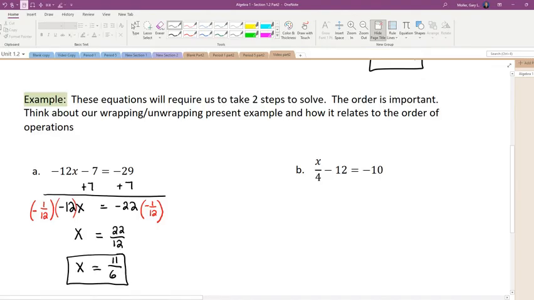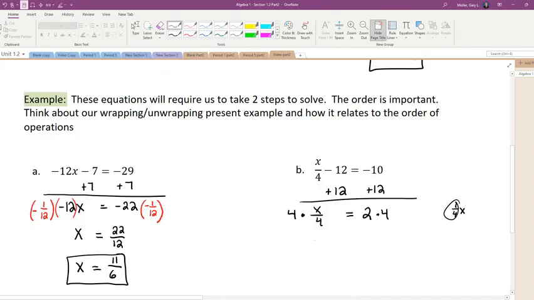All right, moving on to part B. Always, always, always deal with the part that's being added or subtracted first. And so we are going to simply add 12 to the left side and add 12 to the right side. Combine like terms, I get x over 4 equals positive 2. Let's multiply by the reciprocal. The reciprocal of 1/4, because when you look at x over 4, I want you to think 1/4 x. Okay, so in this case, we're simply going to multiply by 4 because the reciprocal of 1/4 is 4 over 1.